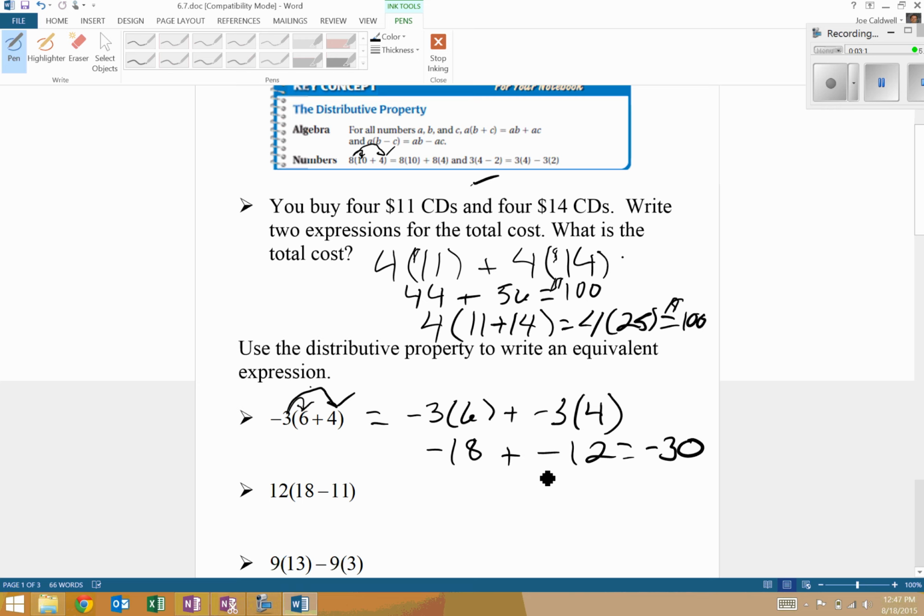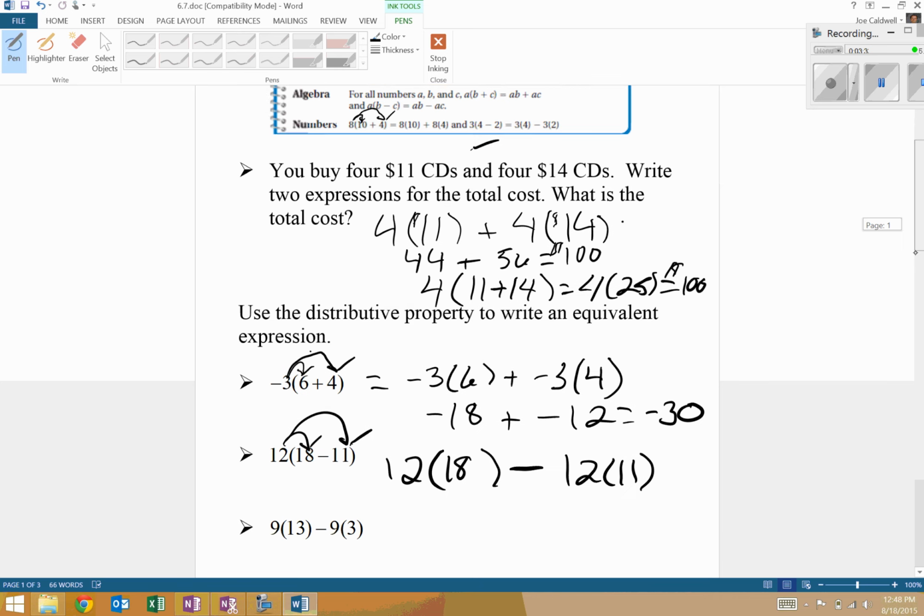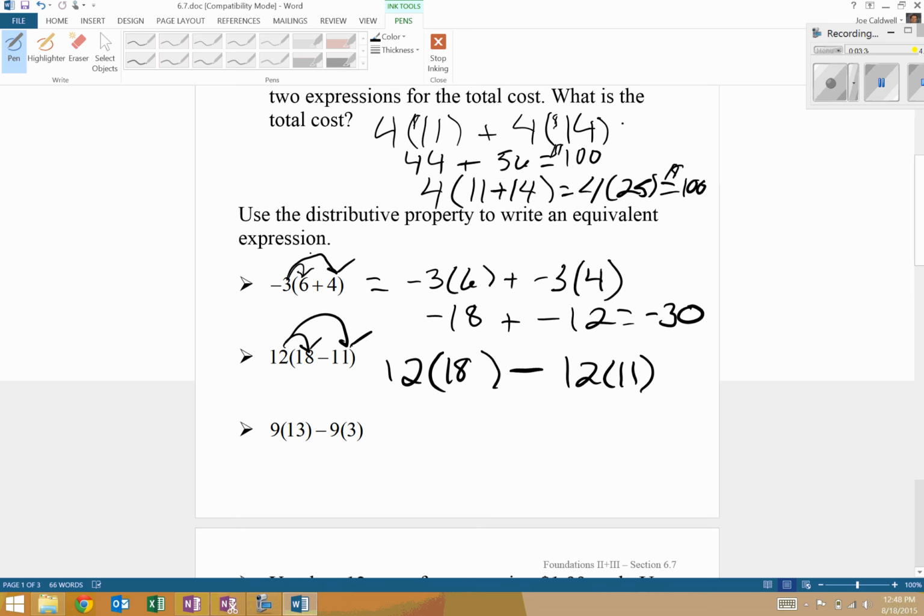So we're just practicing here. Again, take the number on the outside, multiply it by everything on the inside. 12 times 18. This time we have a minus sign, so it's going to be a minus in the middle, 12 times 11. Use the distributive property to write, and actually we're not even going to solve some of these. Just want to rewrite them in the other form. There's two forms. There's this form and there's that form.